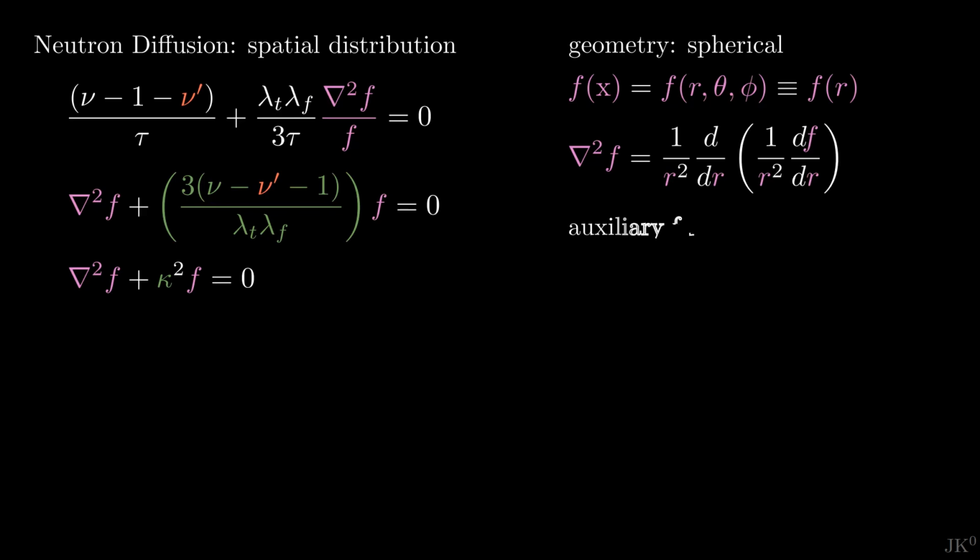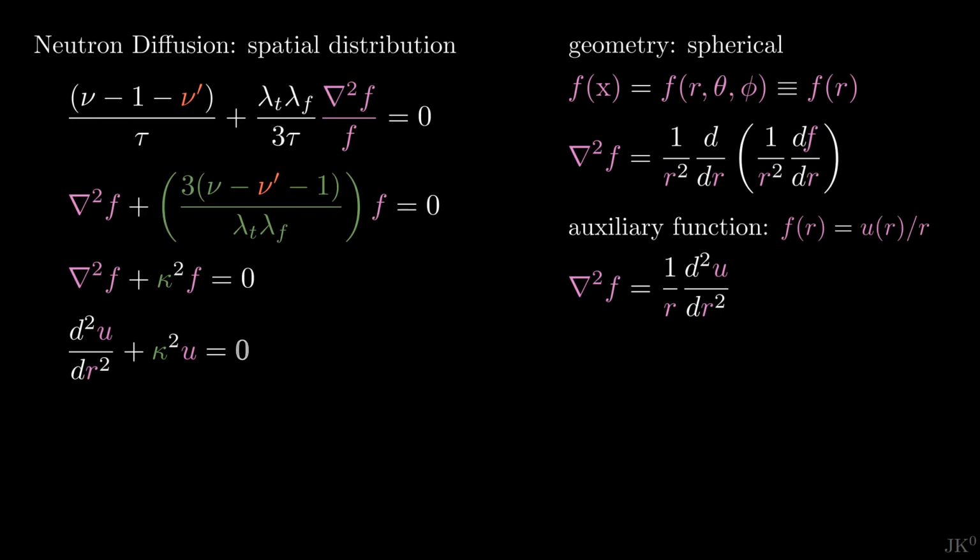We can introduce an auxiliary function. If you replace f by u divided by r and expand all the terms for the Laplacian acting on f, you will find that you get a single term given by 1 over r times the second derivative of u with respect to r. And now we replace this in our original equation, and what you get is a very simple looking equation. Now, this equation is known to every physicist. I think it's the first equation that we learn how to solve, even without taking any course on differential equations.